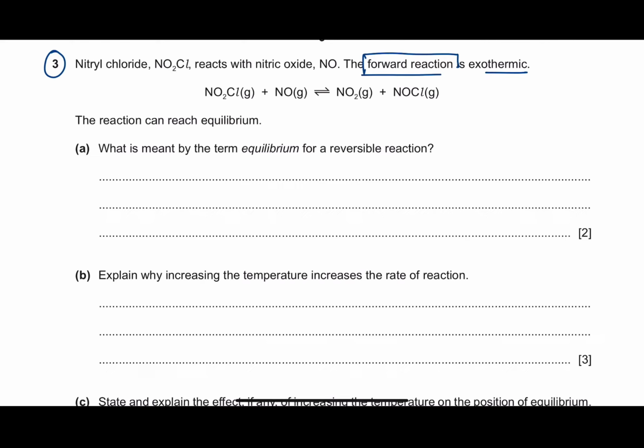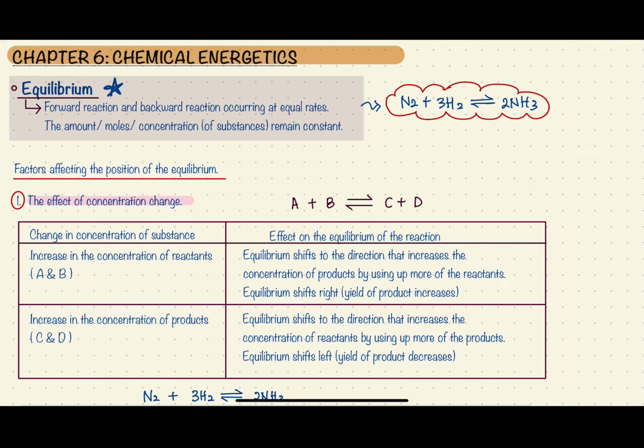Question A. What is meant by the term equilibrium for a reversible reaction? For the definition, you could simply refer to the notes. Over here in chapter 6, I have uploaded the definition of equilibrium. It says that the forward reaction and the backward reaction occur at equal rates. This gives you 1 mark, and the other mark is obtained from the second point, whereby you can either say moles or concentration of the substances remain constant at all time.